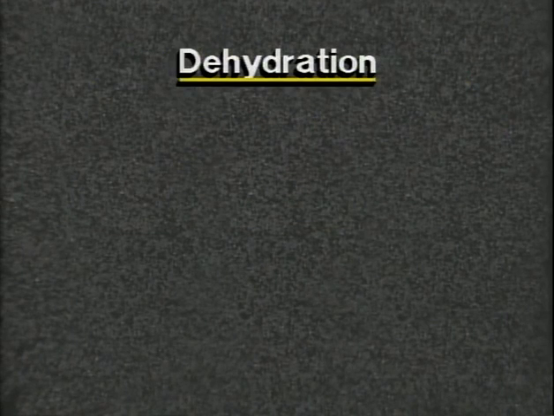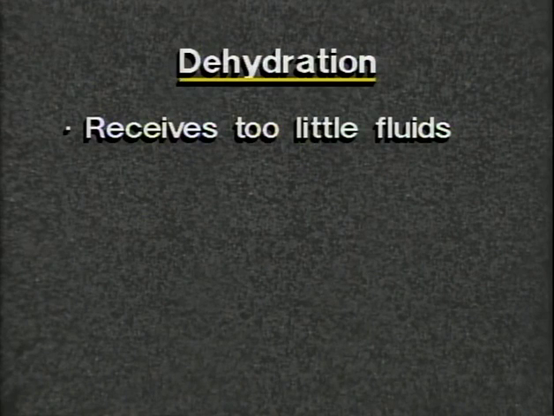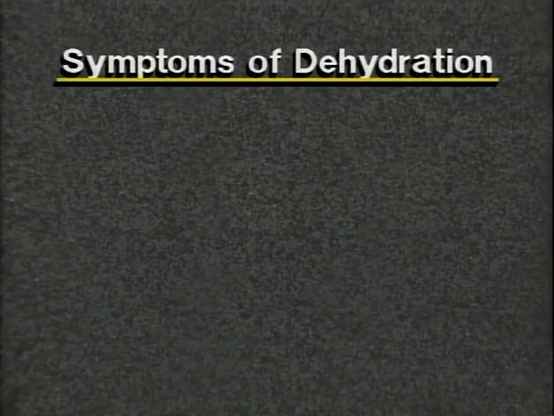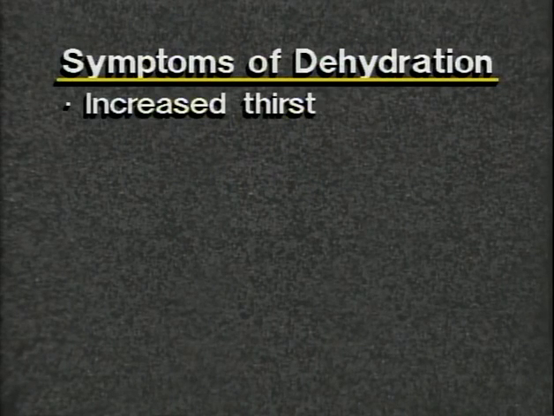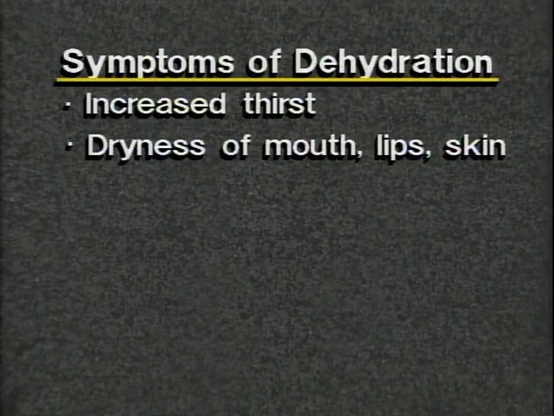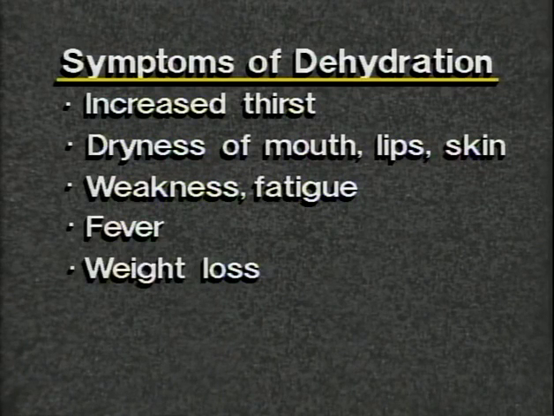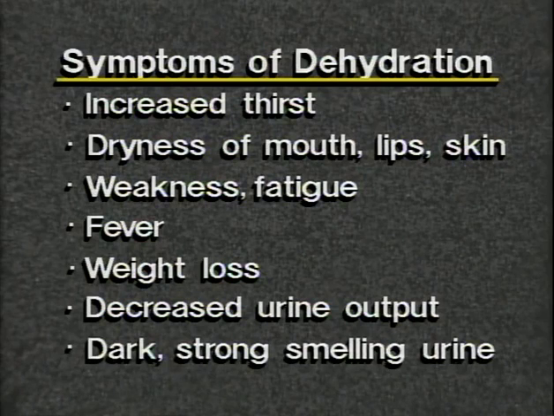The patient may experience dehydration. This occurs when the body receives too little fluids or loses excessive amounts due to vomiting, persistent diarrhea or fever, or certain medications such as diuretics, also called water pills. Symptoms of dehydration include increased thirst, dryness of the mouth, lips, or skin, weakness or fatigue, fever, weight loss, decreased urine output, or dark, strong-smelling urine.